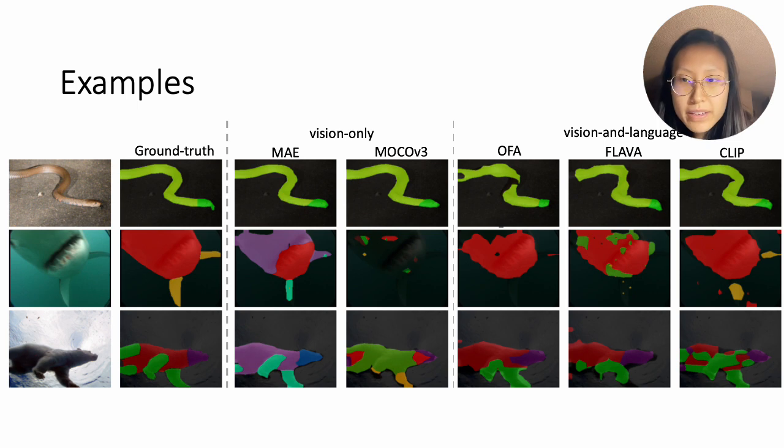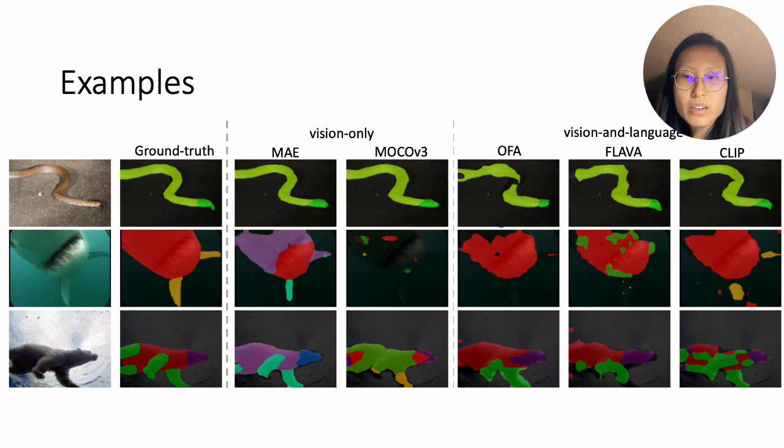To understand this better, here are several examples. The first column is the image, and the second column is the ground truth segmentation results for the image. Different colors here in the mask represent different labels of the region. As we can see, the vision-only model predictions are mostly accurate on the shape boundaries, like the curly shape of the snake and the fins of the shark.